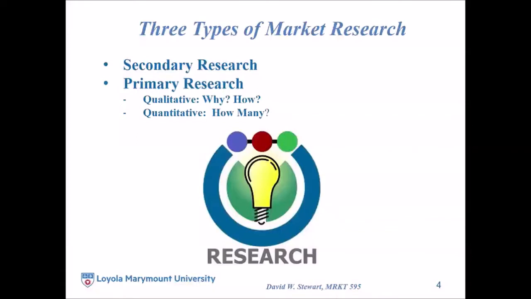Primary research involves actually going and collecting data yourself or having somebody do it for you. And it falls into 2 broad categories as well. There's qualitative research. Qualitative research really tries to get questions about why or how. How do you buy that product? How do you use that product? And then there's quantitative research, which we use to get numbers. We're interested in how many are we likely to sell. If we run this advertisement, what's that likely to do to sales?